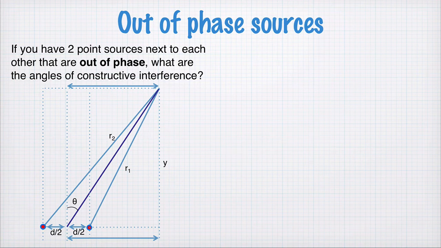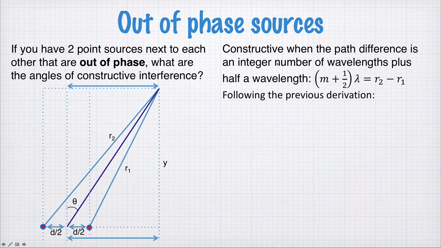Let's now consider what happens if our 2-point sources down here are out of phase. So instead of oscillating together in sync, they are 180 degrees out of phase, pi out of phase. What are the angles of constructive interference in this case? Well, we get constructive interference now when the path difference is an integer number of wavelengths plus half a wavelength. And the extra half wavelength in one of these paths will give us back the constructive interference.